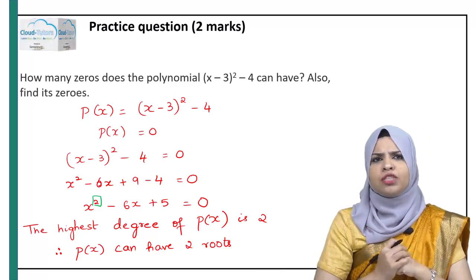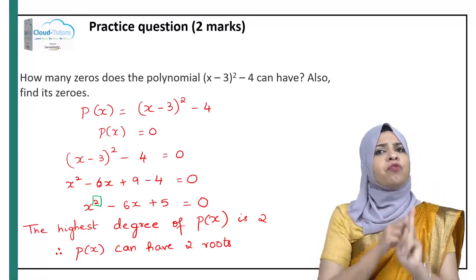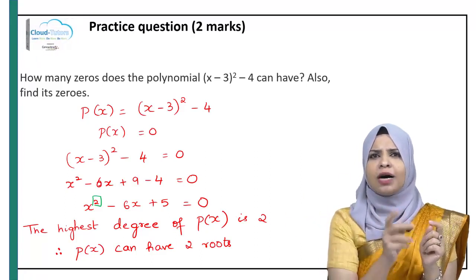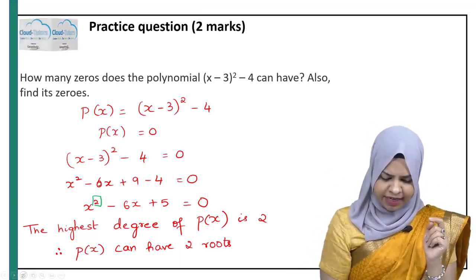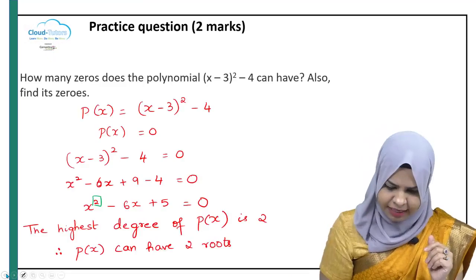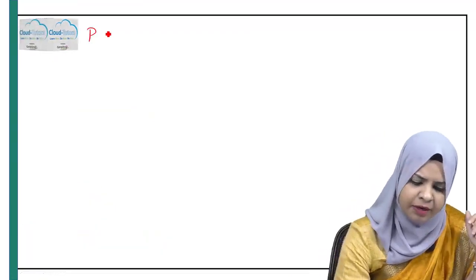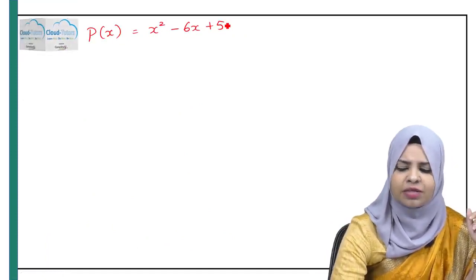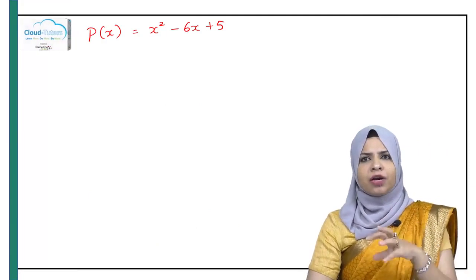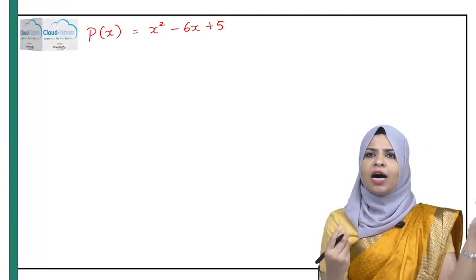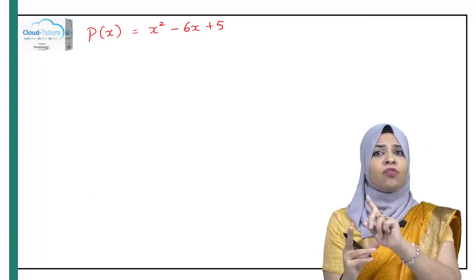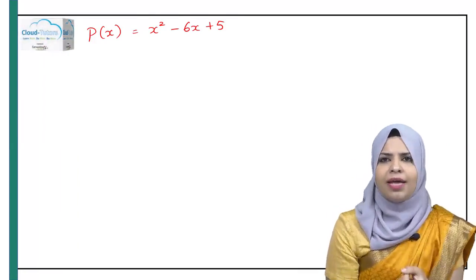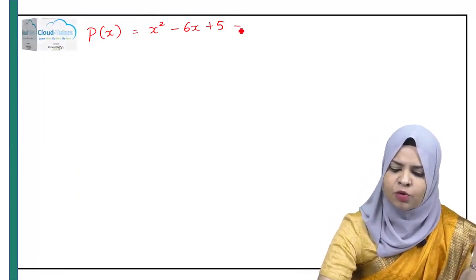And now they are saying also find its zeros. How do we find its zeros? There are two ways. Either you factorize the expression and find the roots, or simply use the value of alpha plus beta. Let's factorize it. So let me rewrite the expression. p of x is equal to x square minus 6x plus 5. I was about to say we can find the sum of the roots and product of the roots, but again we will get the value of alpha plus beta and alpha beta and not the values of alpha and beta individually. Therefore, I stopped myself and came back to this. Okay, let's factorize this.